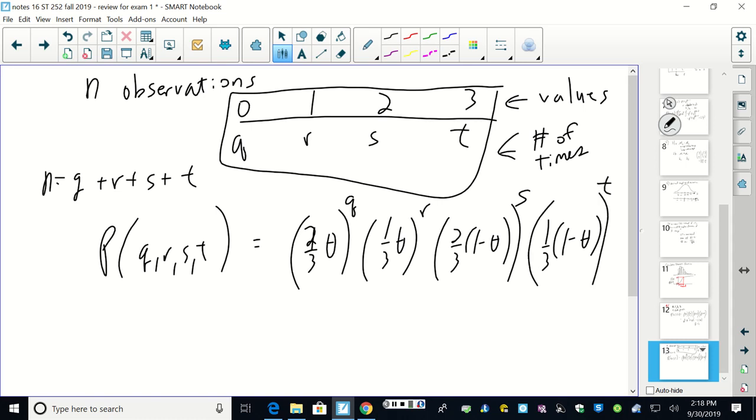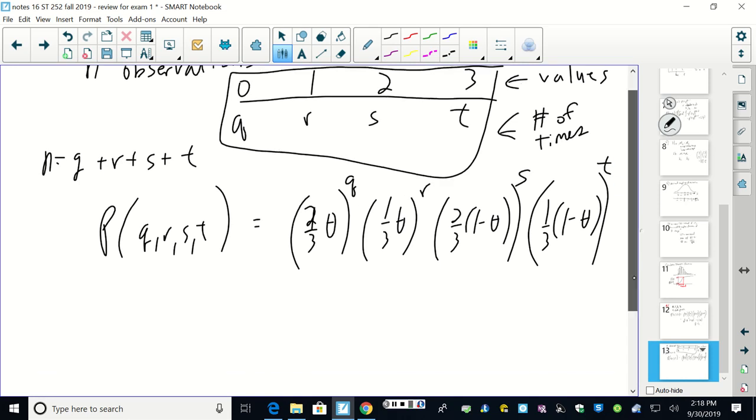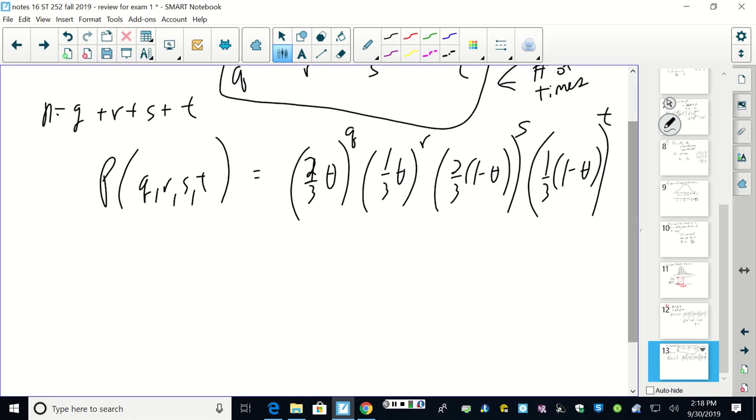Right? So if you had multiple observations, and not just one of each value, you would have these extra exponents in there. And you would get something that'll have some number out front, but there'll be a theta to the Q plus R. There's a 2/3 and 1/3 out there, but they'll go away once we take logs and differentiate. And then this thing to the S plus T.